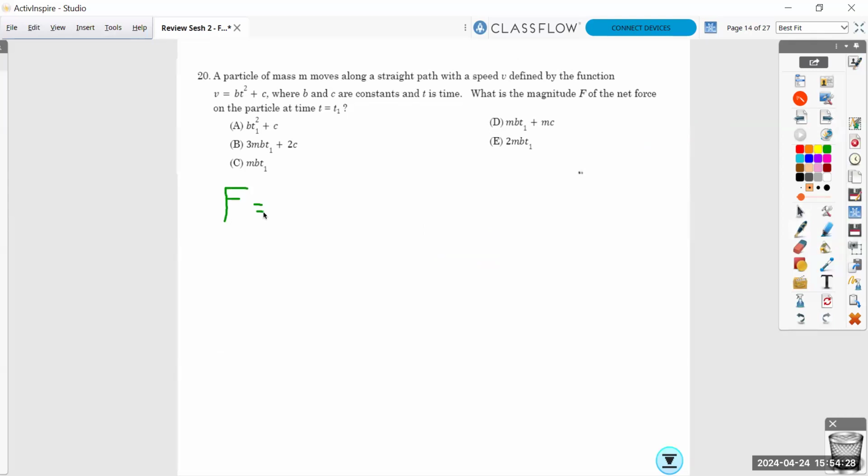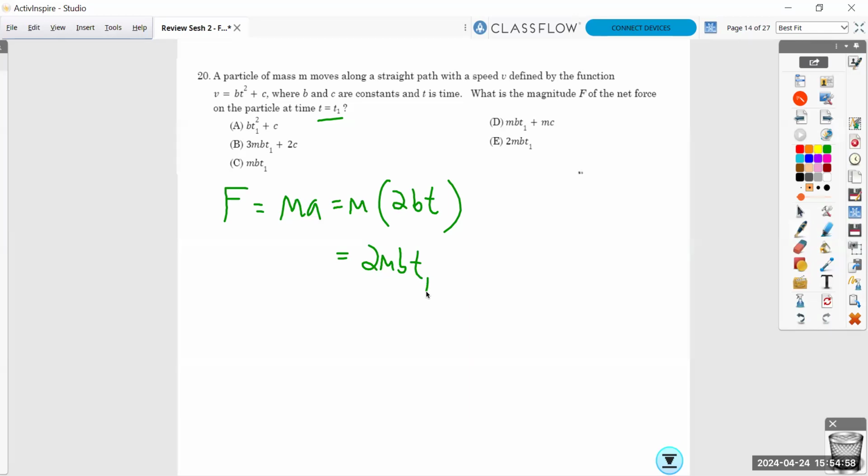So let's remember, force is ma. If only I had a. Oh, the derivative of v is a. So it'll be m times the derivative of v, so it'll be 2bt, and the constant goes away. And in this case, they want it at time t equals 1. So you're just gonna be like, oh, that's 2mb times t1. I love derivatives.